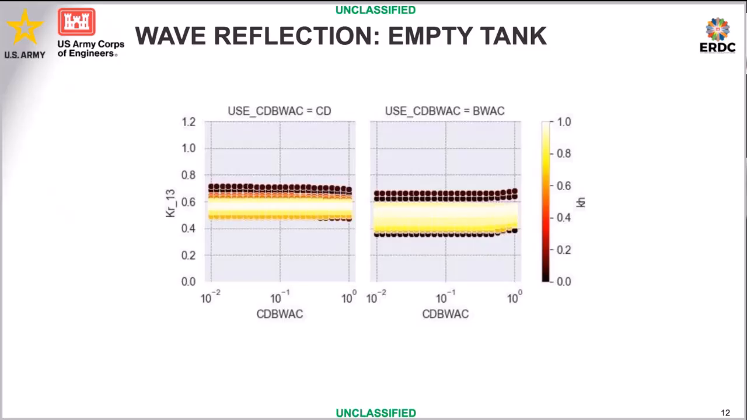So this is with sponge layers on the boundaries. Even with a monochromatic wave here, you still have some level of reflection, and the percentage changes a little bit with KH, but for the most part you see a range anywhere from 70% to 50% wave reflection in an empty tank.